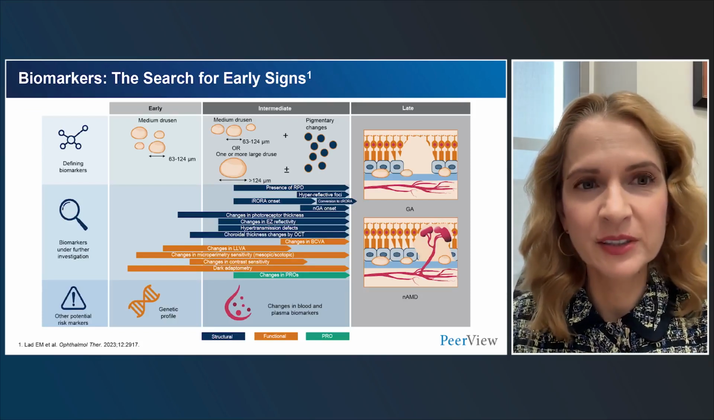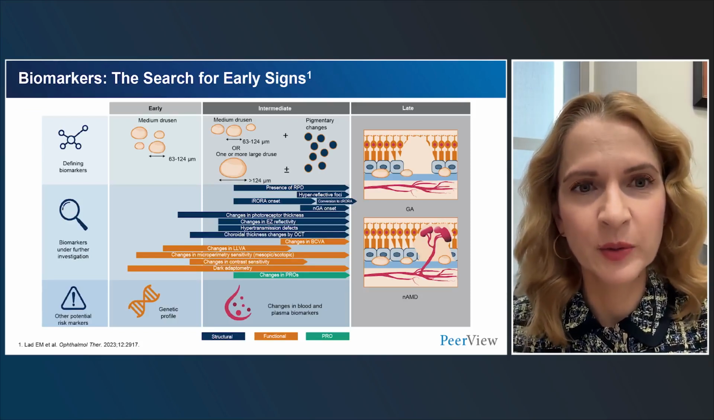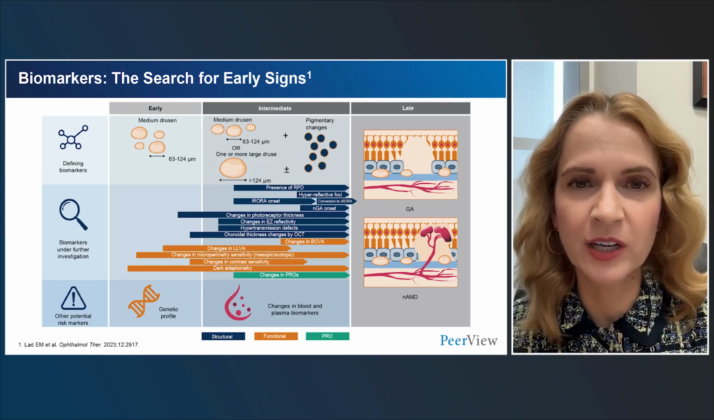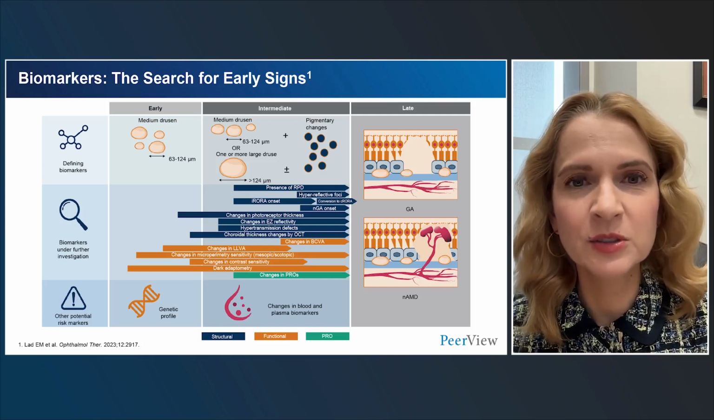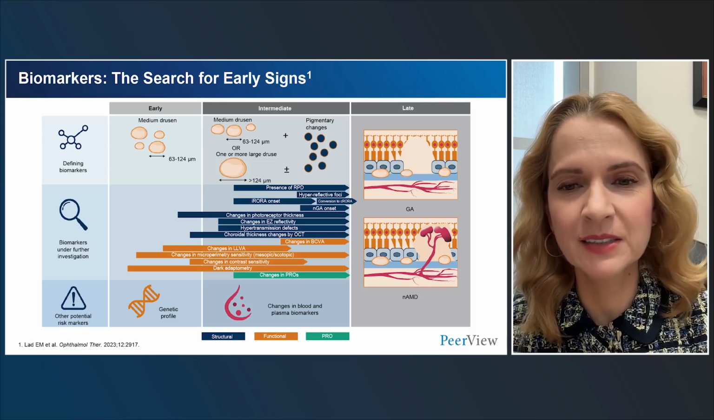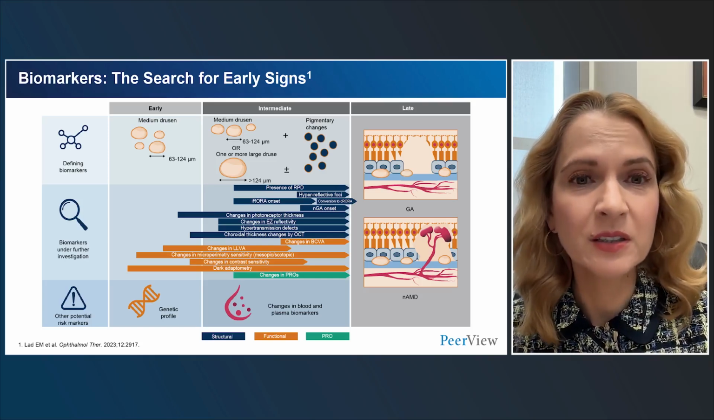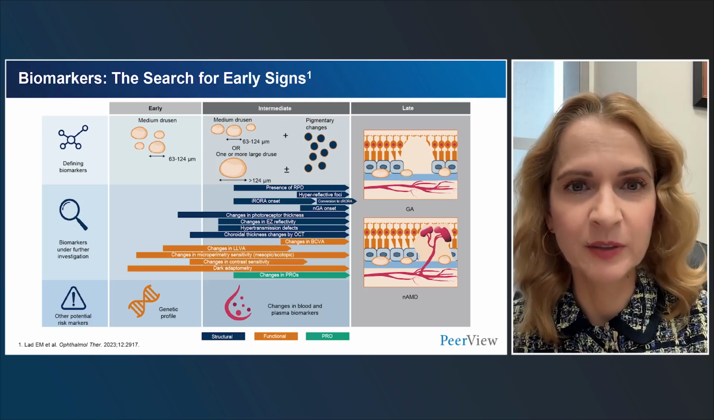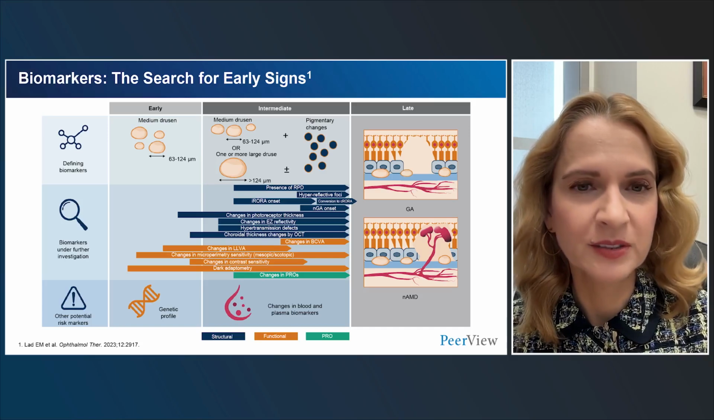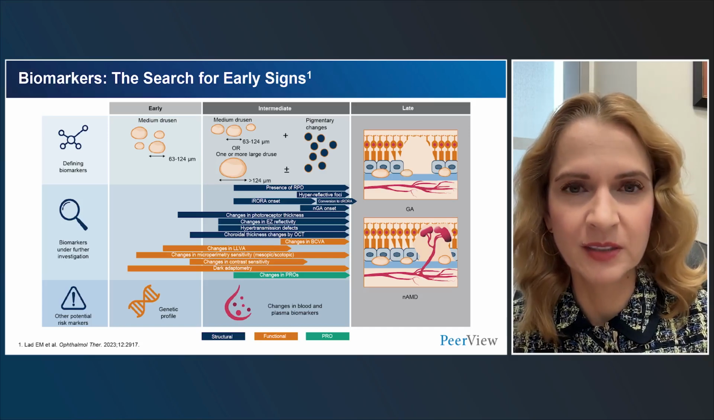Biomarkers are becoming increasingly important for evaluation of clinical patients with geographic atrophy. There's a need to search for early signs of this disease as we are developing treatments. So in the early stages of dry AMD before GA, we see a presence of medium drusen, which are 63 to 124 microns in diameter.